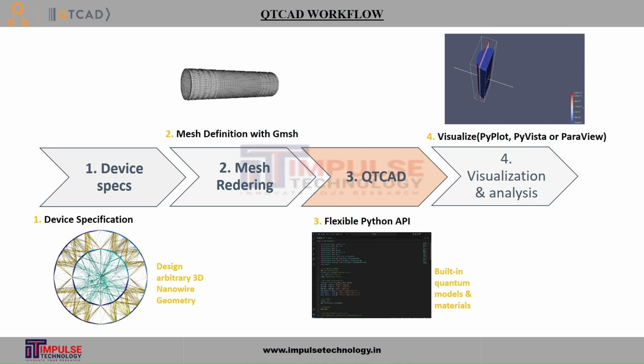The third step is running the QTCAD software. QTCAD also comes with inbuilt quantum models and materials, which means it already includes certain materials and quantum effects relevant to the nanowire. This step runs the heavy-lifting computation, and the flexibility of the Python API allows users to fine-tune their simulations and adapt them for various scenarios.